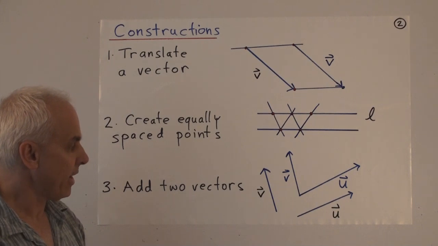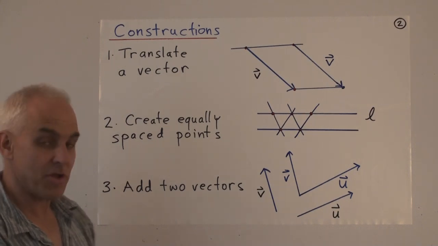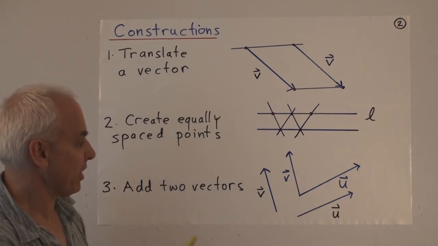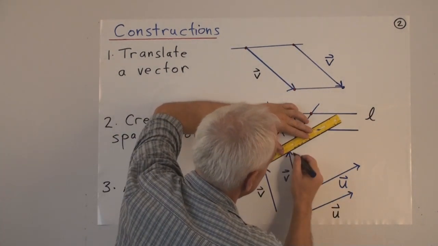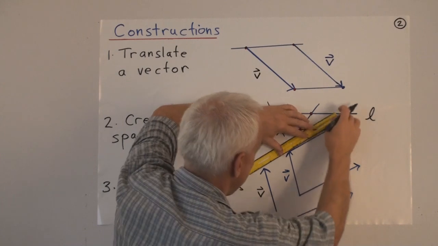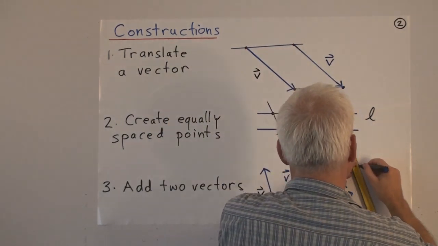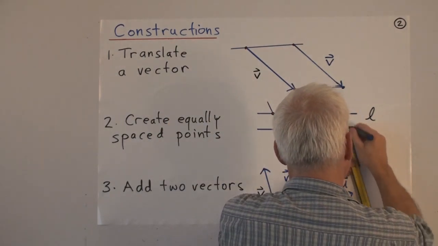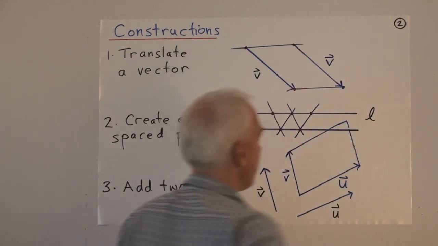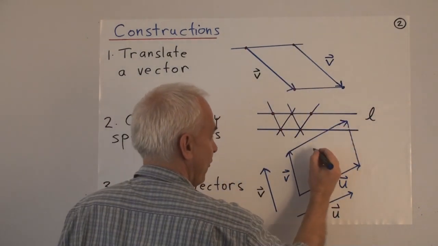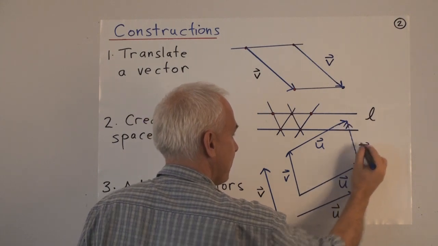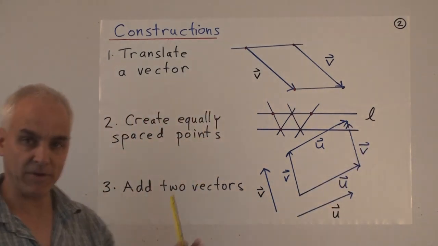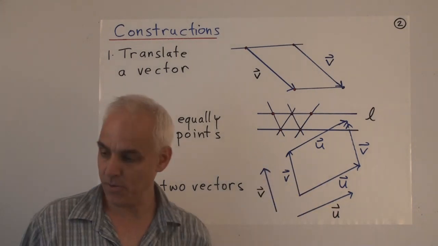There's v and u. And now we can create a parallelogram. Parallel here. Parallel here. So this vector here is also u, and this vector here is also v. So we've created simply a parallelogram with sides v and u.